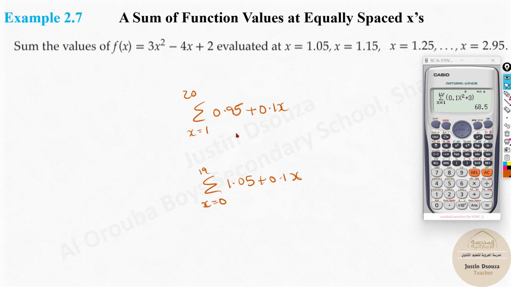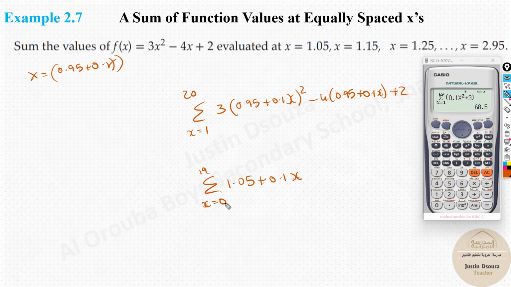And now over here, we can just put them in the calculator. I'll show you, both must be the correct answer. I'm so sorry, this is not the terms. This is the x term. Basically, this is the x term. X is equal to 0.95 plus 0.1x. So that is the thing. Now here the summation values are correct, just that I have to put it with the other variables, sorry, constants. So x over here is 0.95 plus 0.1x the whole squared minus 4 times 0.95 plus 0.1x plus 2. What about this?